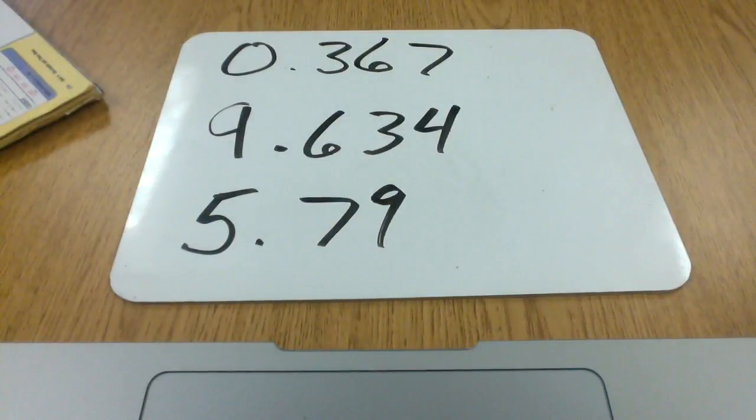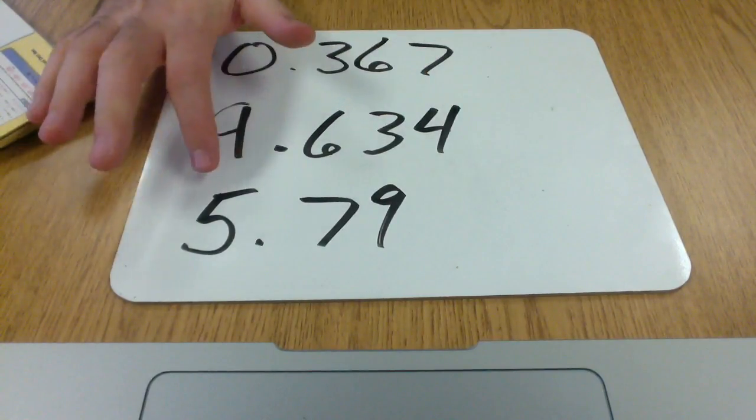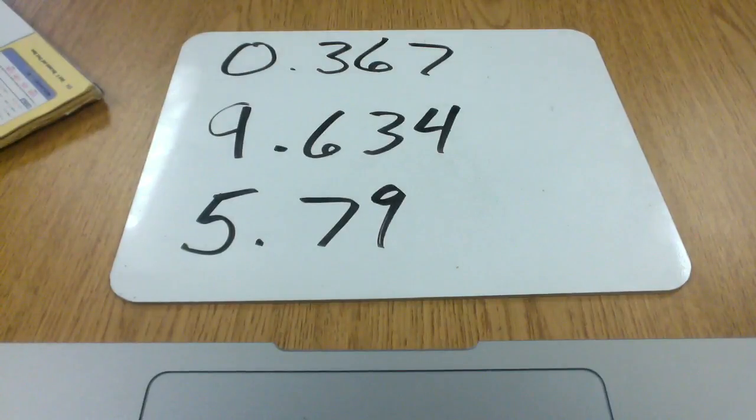The second one is 9 and 634 thousandths. And the third one is 5 and 79 hundredths. So go ahead and pause, and I'll show the answers in just a moment. Here is what you should have written down for the 367 thousandths, 9 and 634 thousandths, 5 and 79 hundredths. Go ahead and write how you are feeling about this skill.